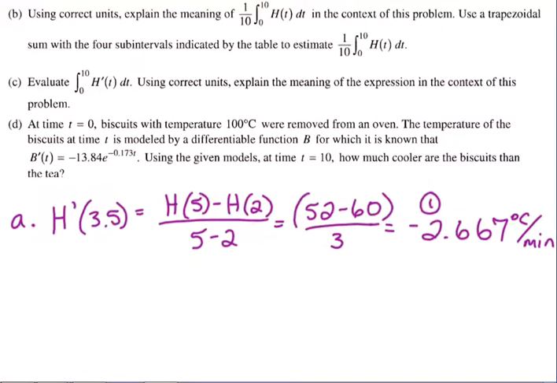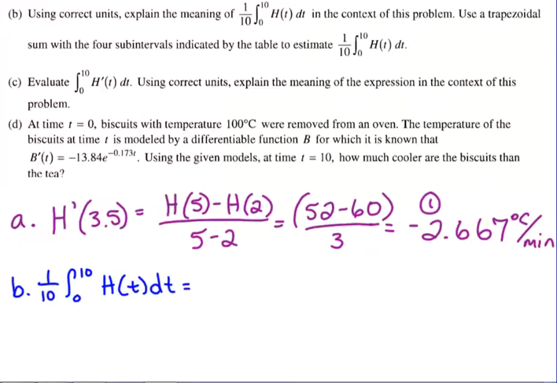Part B: using correct units, explain the meaning of 1 over 10 times the integral from 0 to 10. What is that? That's average value. And what value are we talking about? We're talking about the temperature. So 1 over 10 times the integral from 0 to 10 of h of t dt is the average temperature, but it says use a trapezoidal sum with 4 subintervals indicated by the table.